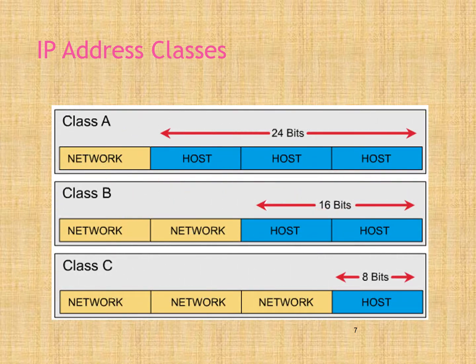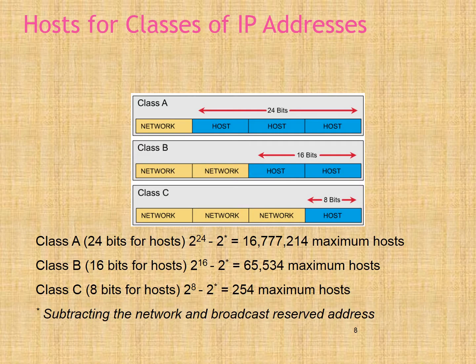Class A has 24 host bits. Class B has 16 host bits. Class C has three octets for network and one octet for host, that is 8 bits per host. Hosts for each class of IP address: class A has 24 bits per host, B 16 bits per host, C 8 bits per host.